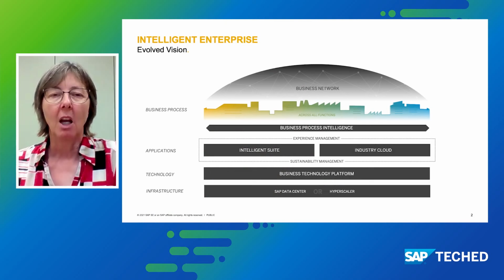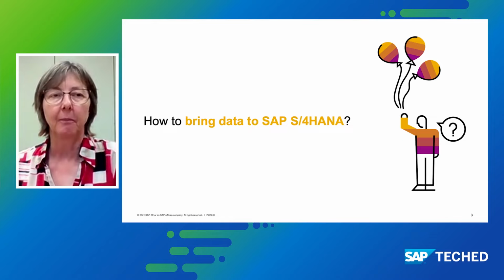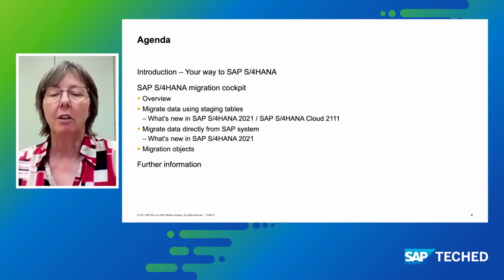Okay, thanks. I first want to give you a little bit of the big picture of why we are talking about this topic today. SAP supports companies to become intelligent enterprises. For an enterprise to run intelligently, it must run integrated end-to-end business processes powered by data. So one question on your way is how to bring data to SAP S/4HANA. In order to answer this question, we will have a short look at the different ways to SAP S/4HANA. And then we will focus on the recommended tool for the new implementation scenario, which is the Migration Cockpit.